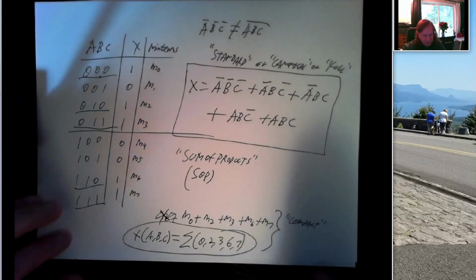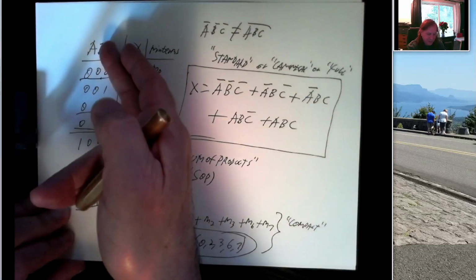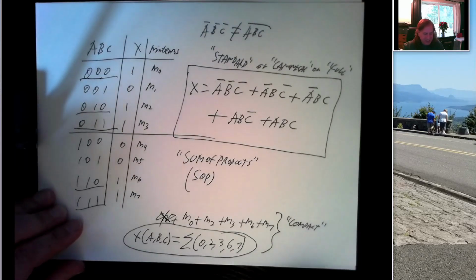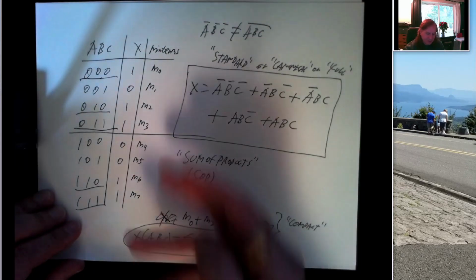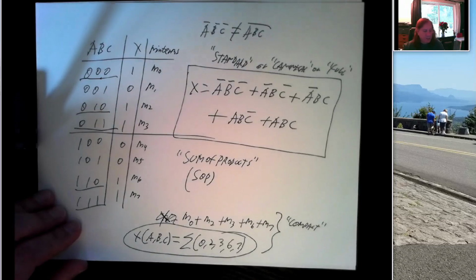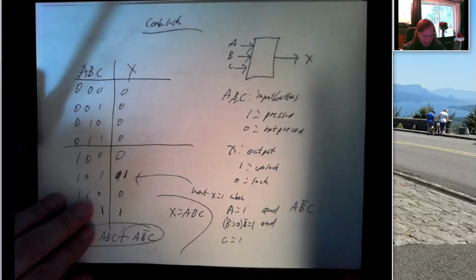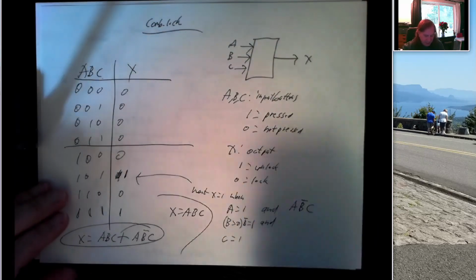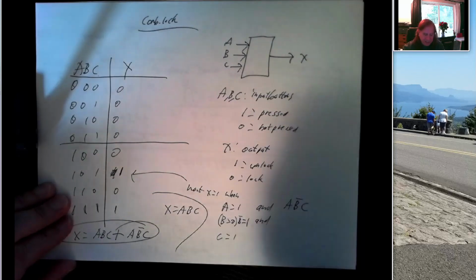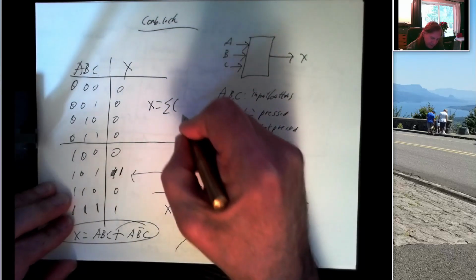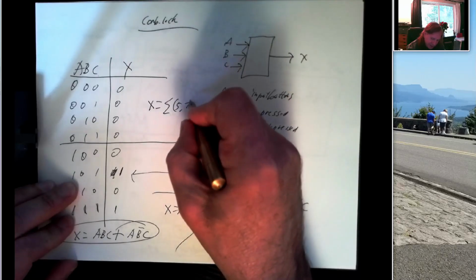Alright, and this works for any number of variables. If we had 4 input variables, our minterms would go from 0 to 15. If we had 6 input variables, our minterms would go from 0 to 63. So if I wanted to go back to our combination lock circuit, I could write an equation for x in compact minterm form and just say x equals sum 5, 7.